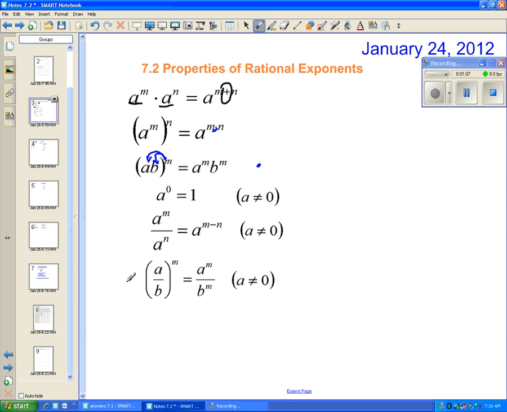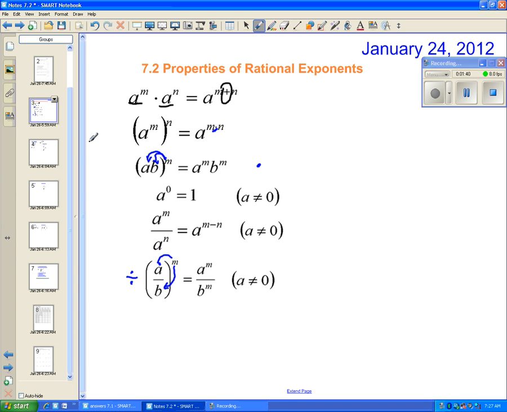Down here, we're going to talk about the same thing with division. I cannot distribute into addition and subtraction. I can only do it into multiplication or division. So AB to the M is A to the M, B to the M. Anything to the 0 power is 1. Whenever I'm dividing, I subtract my exponents. Whenever I'm dividing, I can distribute into that parenthesis. So I can do that for multiplication and for division.